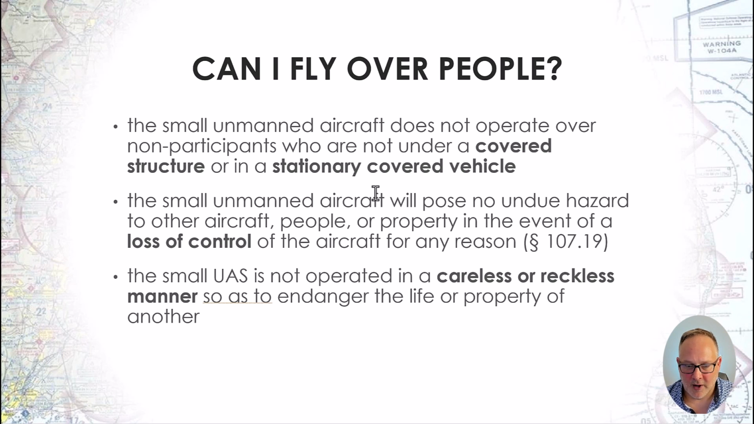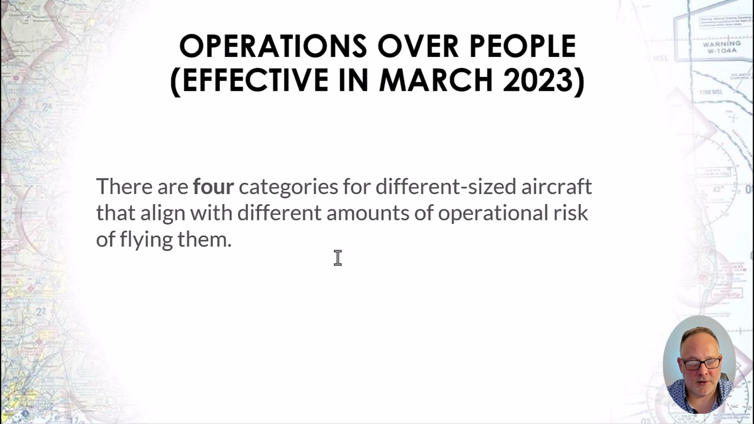The small unmanned aircraft will pose no undue hazard to other aircraft, people, or property in the event of a loss of control of the aircraft for any reason. I think that's always the case, but that's fine. The small UAS is not operated in a careless or reckless manner, so don't fly like a nut as to endanger the life of property. Pretty obvious stuff, pretty obvious if you got that test question. You're not allowed to fly recklessly, right? I bolded the things there that I think are the important parts.